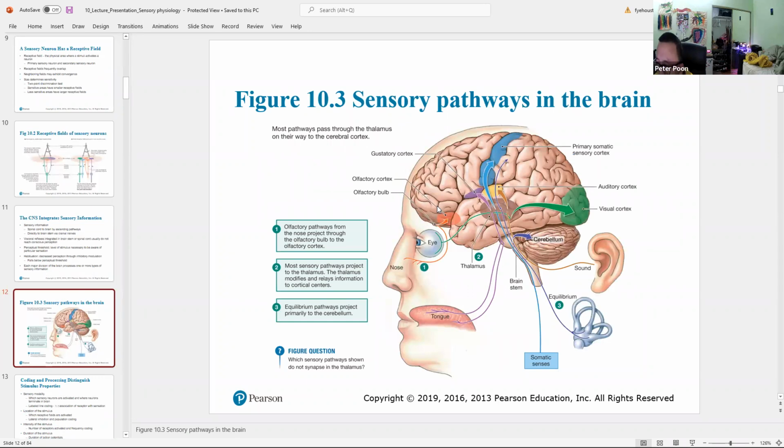Sensory. So this stuff you should know already.